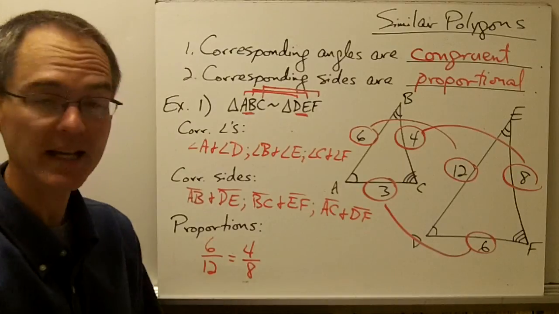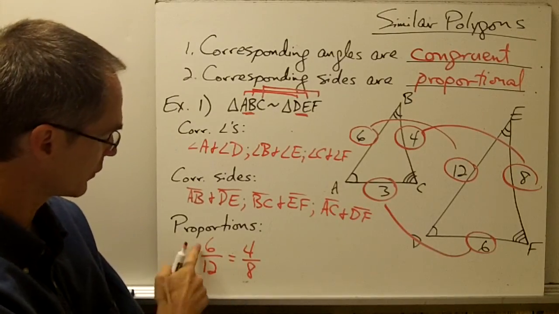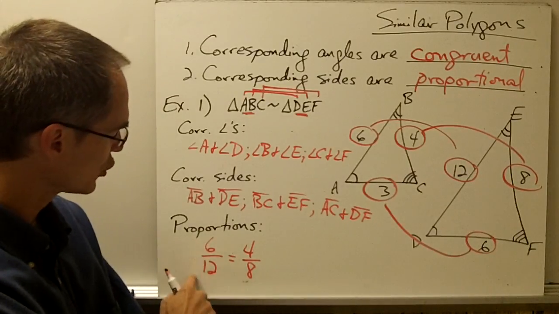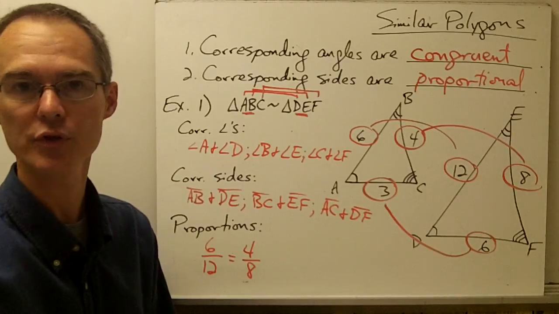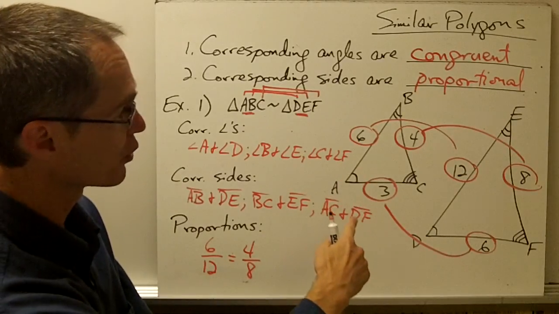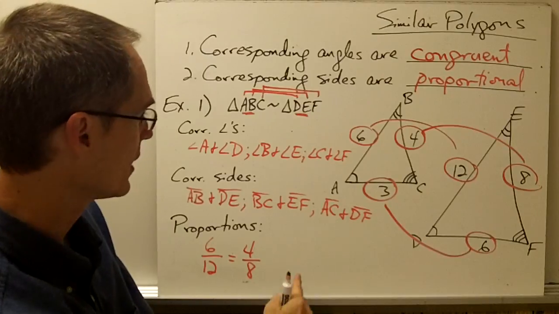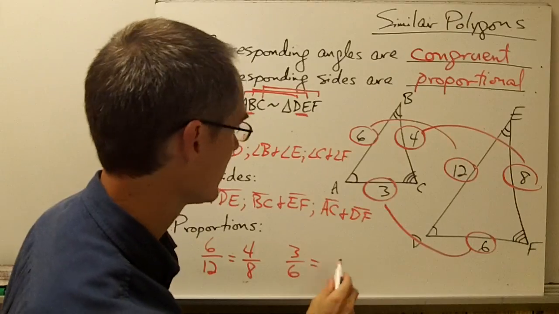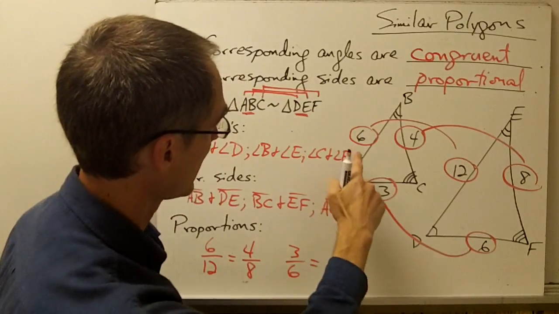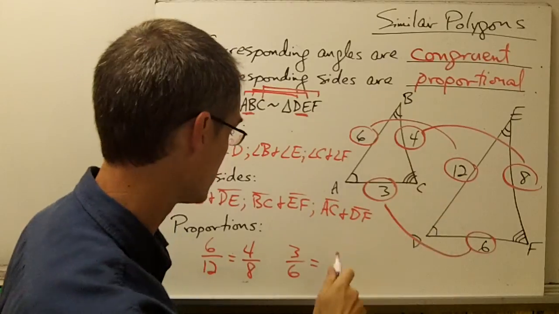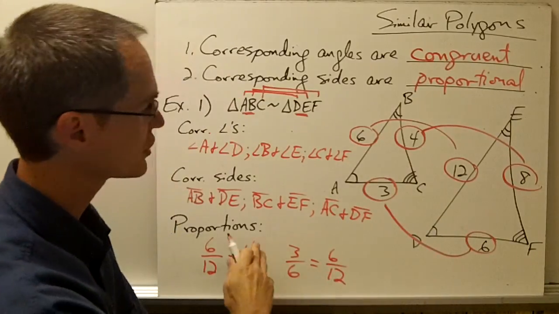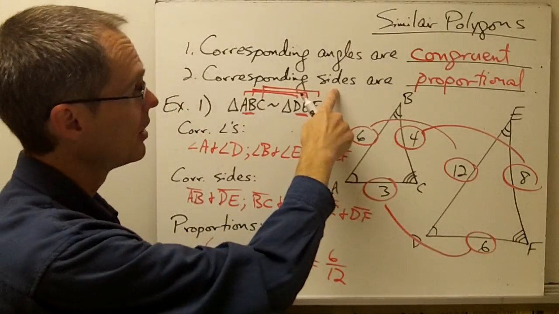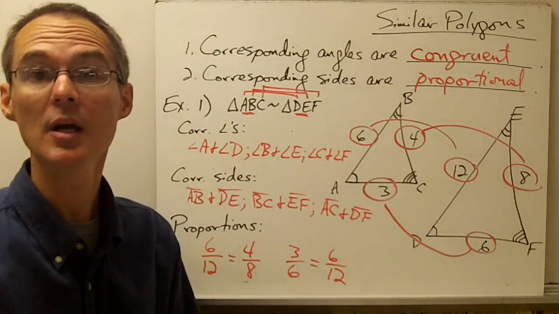And I can see that this is in fact a true proportion. 6 over 12 would be 1/2. 4 over 8 would be 1/2. So this is a true statement. These two pairs of corresponding sides are proportional. Now I could write several other proportions using these same two triangles. Let's see, I could say AC and DF, that's 3 over 6. That's proportional to, let's see, how about AB to DE, 6 over 12. So there are a whole bunch of different proportions that I could write using these two similar triangles because all of the pairs of corresponding sides are going to be proportional.